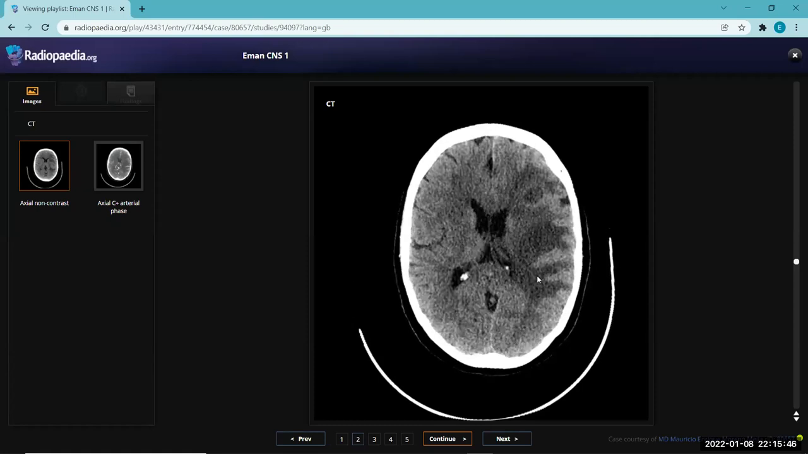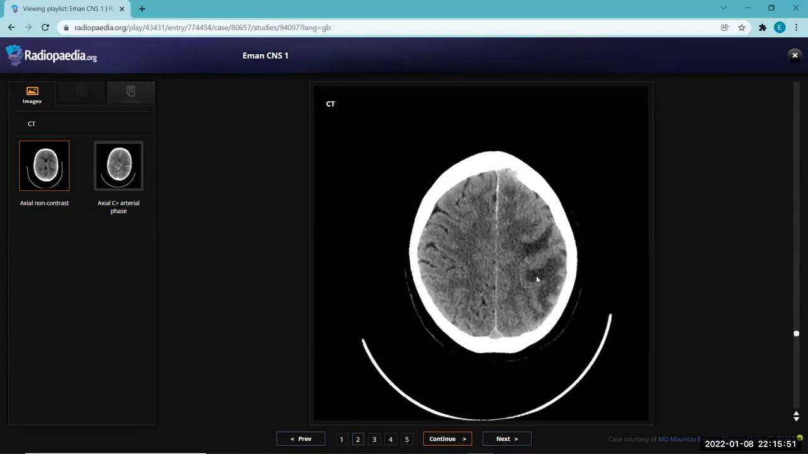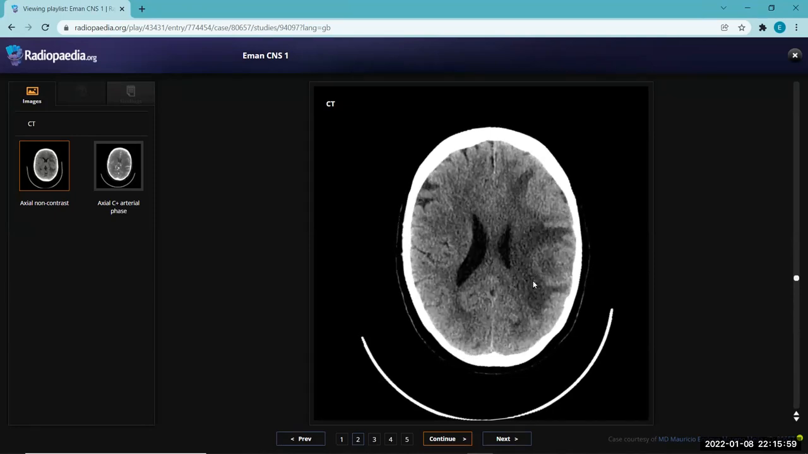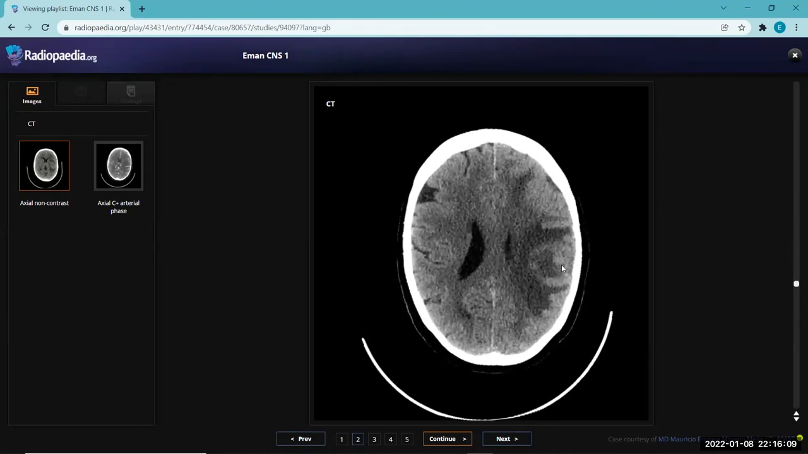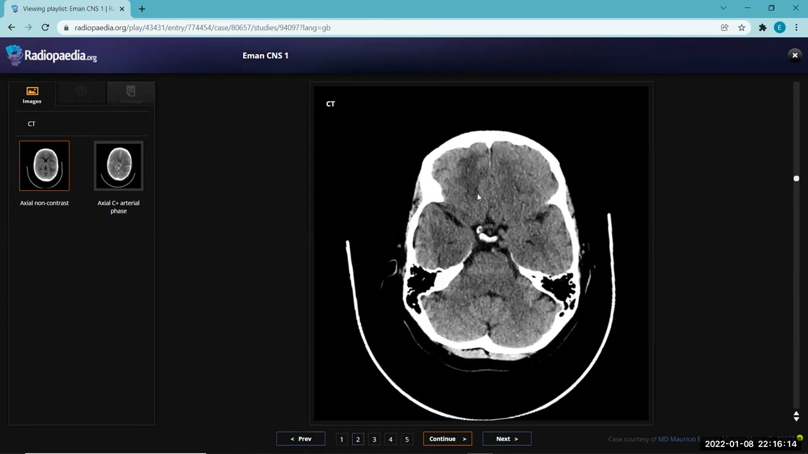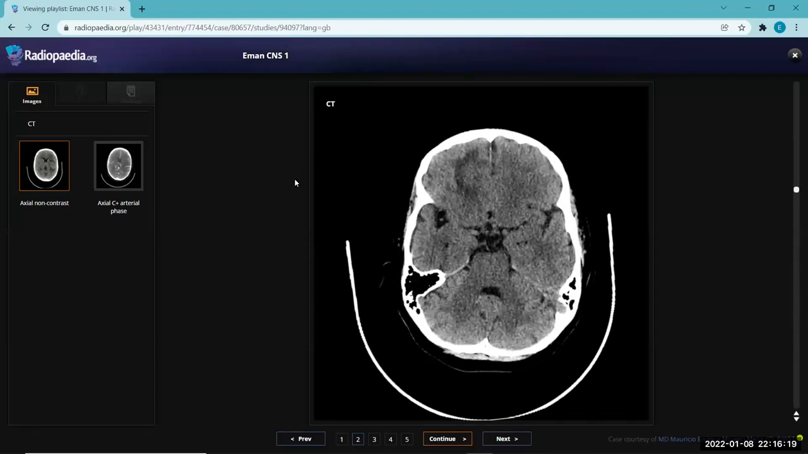Okay. So the striking abnormality I can see is in the left frontoparietal cortex, where I can appreciate focal lesions, which are multiple and associated with edema, and no midline shift, no evidence of hydrocephalus. I can appreciate another lesion in the right frontal cortex as well. So can we go for the post-contrast? Yes, no problem.